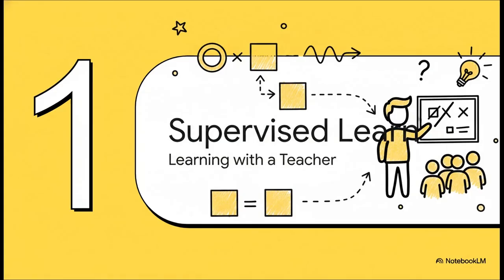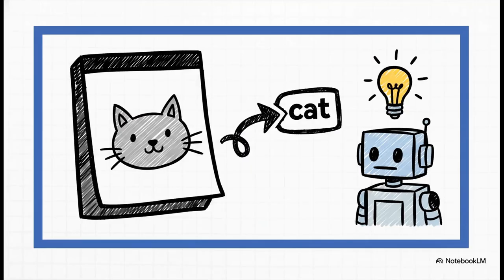First up, we've got the most common, and maybe the most intuitive method, learning with a teacher. In the AI world, we call this supervised learning. Just think about how you might have studied back in school with flashcards. It's exactly like that. The machine gets an input, say a picture of a cat, and then it's told the correct answer, the label, which is the word cat.